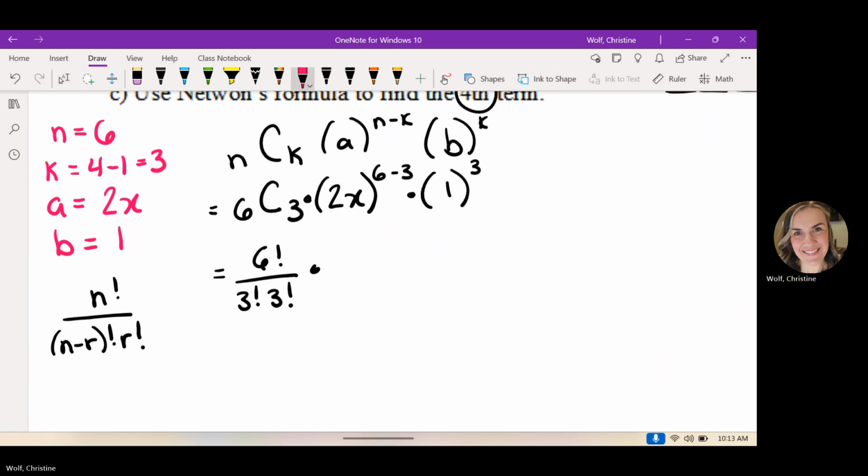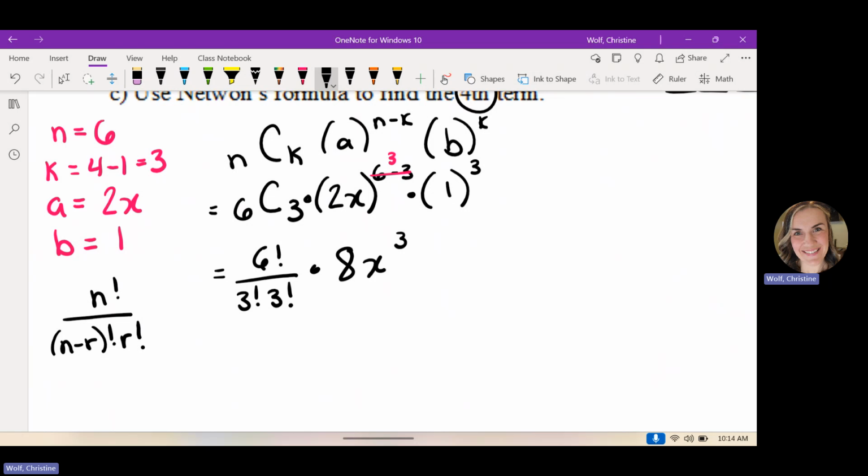Now, this is actually 3. Okay, we know 6 minus 3 is 3. So when you take 2x and you cube it, that means it's 2x times 2x times 2x. That is 8x cubed. A very common mistake is to leave the 2 as a 2. A lot of students only cube the x, but you're cubing the 2 as well.